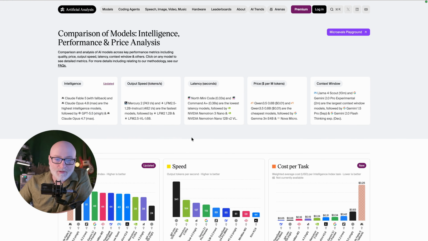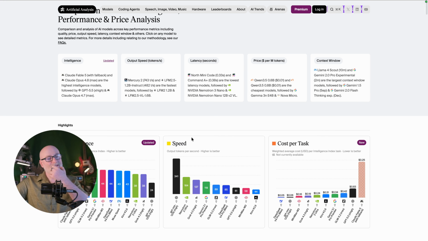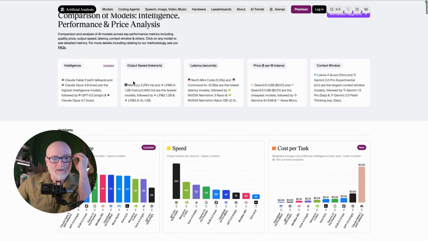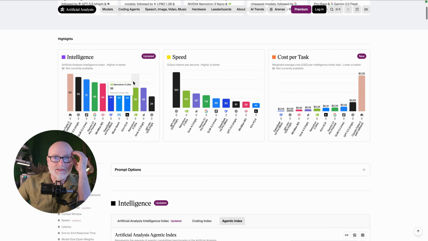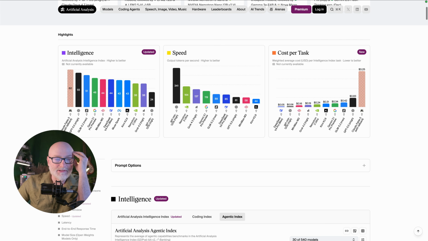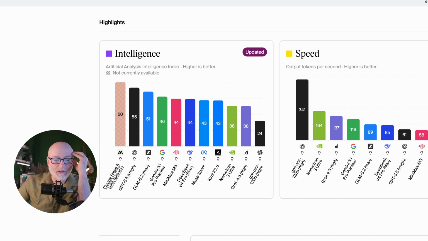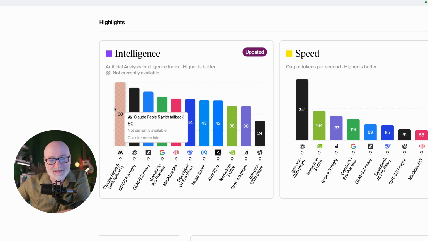But I want to show you this other website, artificial analysis.ai, that shows us what is happening with those models. As an intelligence, we can see that, let me zoom in a little bit, Claude Fable is just a little bit better than GPT 5.5. Okay, it's 5 points better. At this level, you start to feel it. I'm not saying that 5 points is nothing, but it's there.